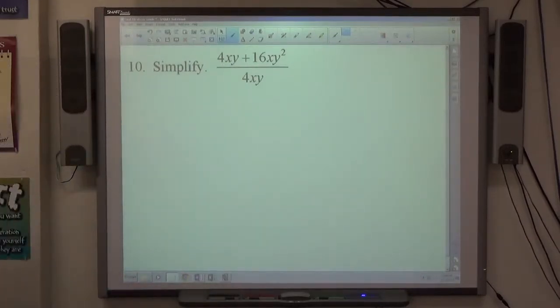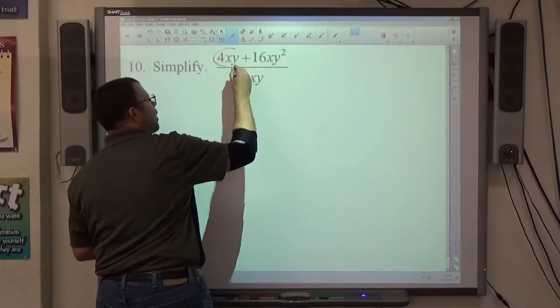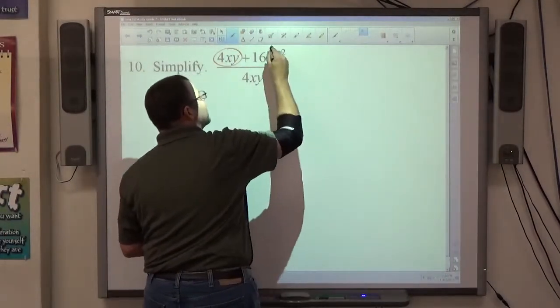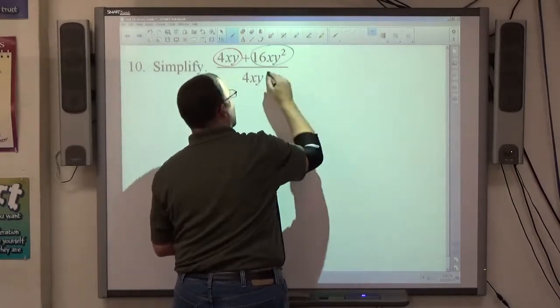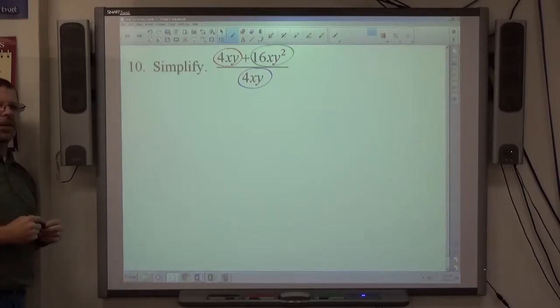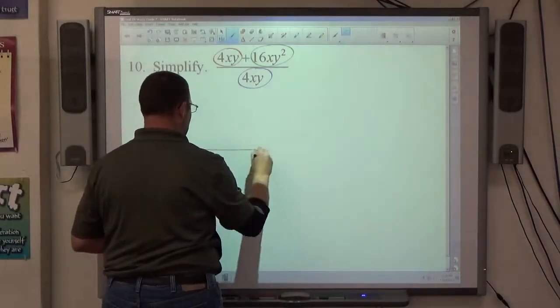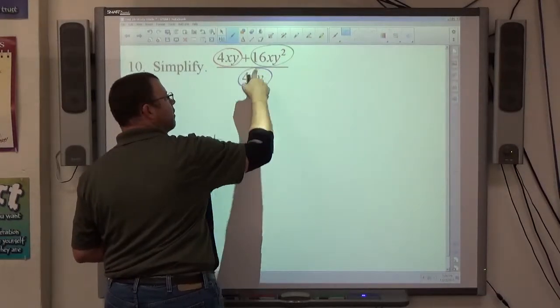Number 10, simplify 4xy plus 16xy squared over 4xy. I don't know how to explain this any better than I have, but I'm going to try. 4xy, 16xy squared, 4xy. There's 3 separate terms there. Each one of those terms has to divide by the same thing to reduce. Okay, so the answer I'm going to try and create here is going to have the same structure. Something plus something over something.